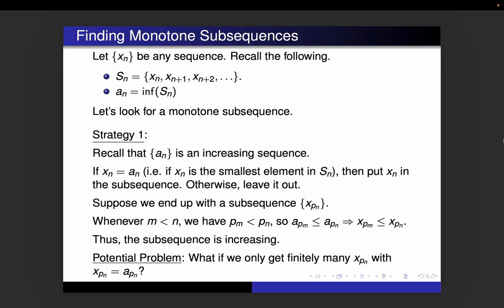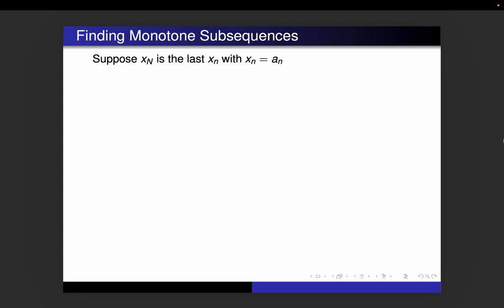That means we have to go to strategy 2. So in strategy 2, we're going to say, okay, maybe some of the x_n's have x_n equals a_n. Let x sub big N be the last one for which that happens. And if we have only finitely many, there will be a last one, and after that, infinitely many where that never happens. So that means that if little n is bigger than big N, then x_n will never be equal to a sub n.